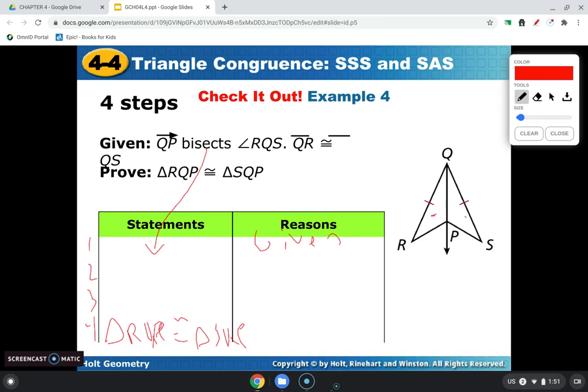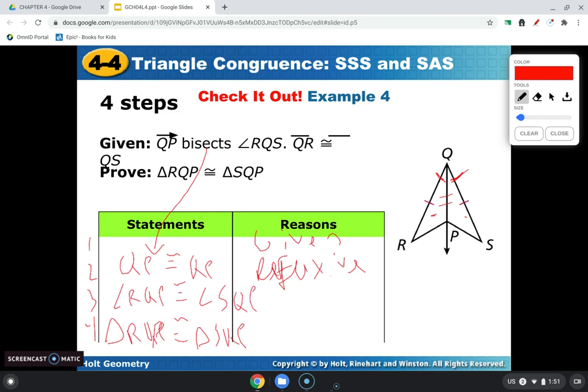Okay, so we're trying to prove these two triangles congruent. Take that easy one when they give it to you. QP equals itself by reflexive. Okay. Now, QP bisects angle RQS. So that means that those two angles are the same. So angle RQP is congruent to angle SQP.